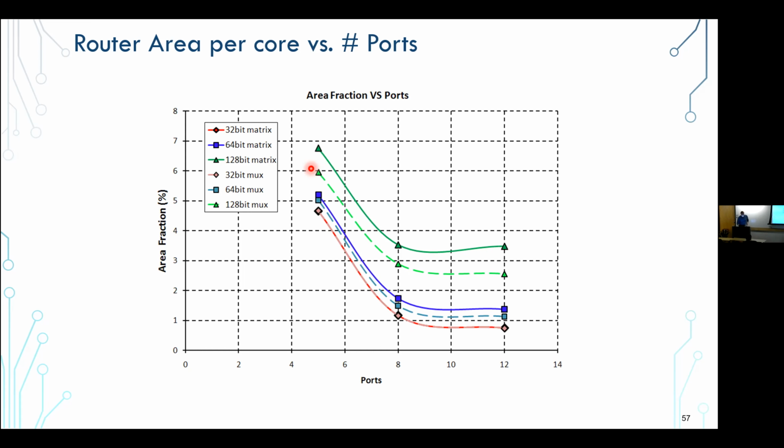So this kind of shows you the area fraction versus the ports, or let's say the concentration level, for different bit widths. Let's say if we just look at the mux based ones, right? You actually see that it's not a good choice to do a 5-port router, because the area fraction compared to the cores is actually higher.